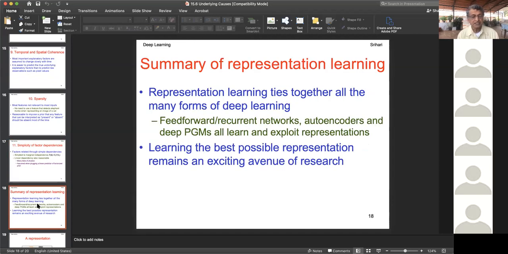So we come to the last 2-3 slides which summarize our chapter 15, which was all about representation learning. Representation learning ties together all the many forms of deep learning. Feed-forward and recurrent networks, autoencoders, deep probabilistic graphical models, they all learn and exploit representations. And learning the best possible representation remains an exciting avenue of research.